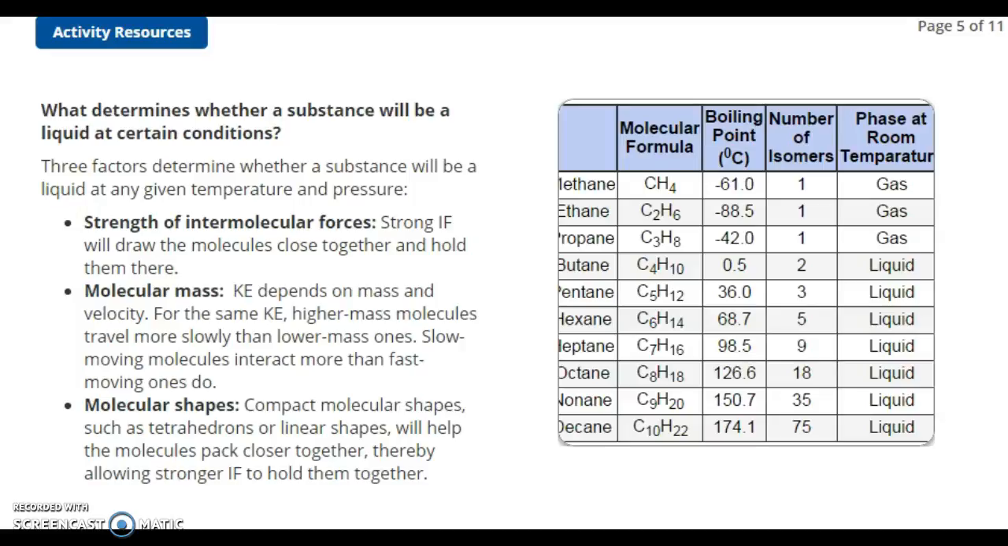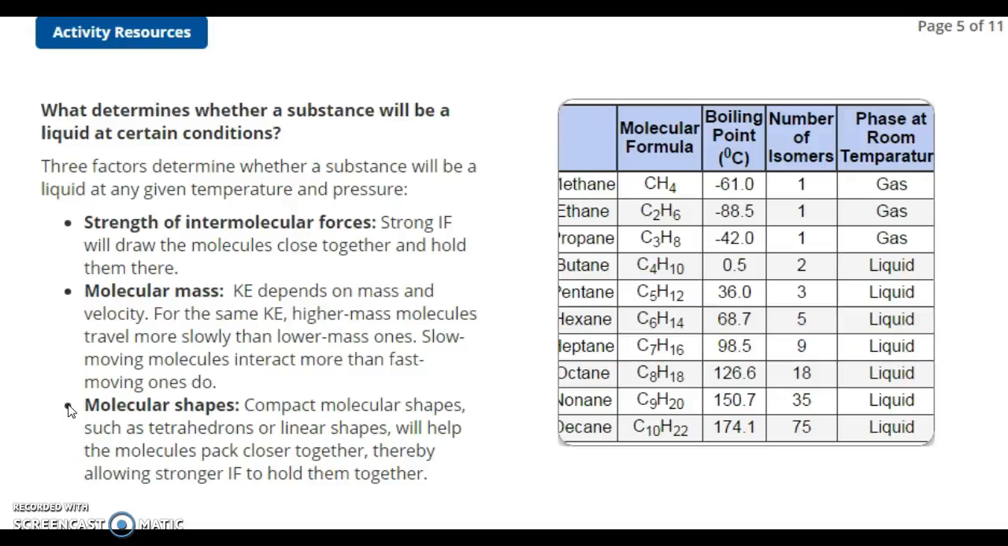This is part 2 of lesson 1.12b for core chemistry second semester. And we were just talking about how the gymnast would probably beat the sumo wrestler in a 100-meter dash because higher mass molecules travel more slowly than lower mass molecules. So slow moving molecules interact more. Because they're moving slower, they're going to bump into each other more. They're going to have more of an interaction versus the fast ones, which are just going crazy and bumping over here and over there, and they have nothing to do with each other.